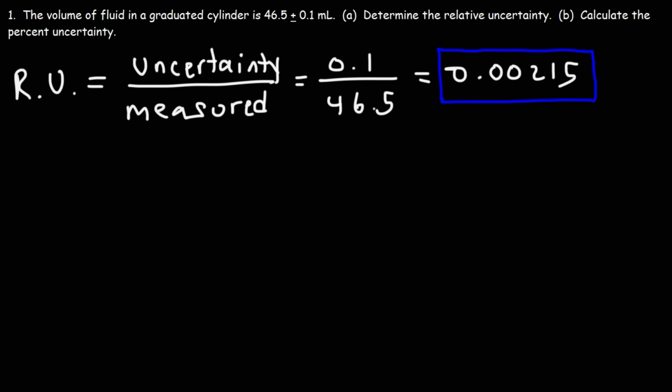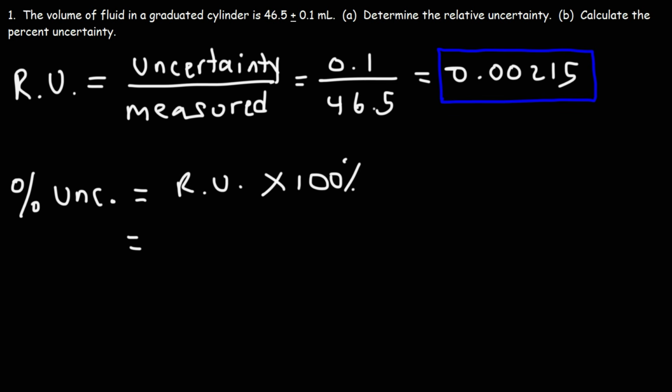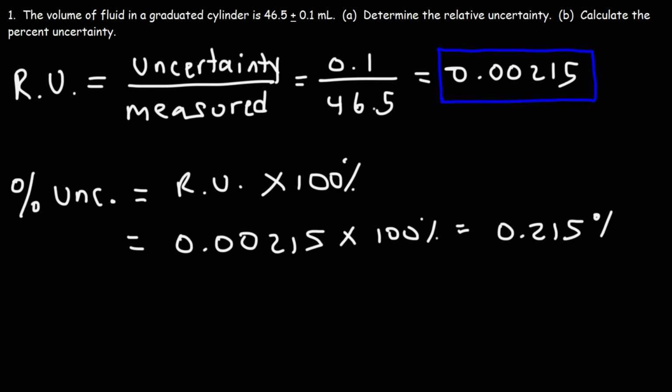Now let's move on to part B. Calculate the percent uncertainty. So the percent uncertainty is just going to be the relative uncertainty times 100%. So it's 0.00215 times 100. So that's going to be 0.215%. So that's all we got to do in this particular problem.